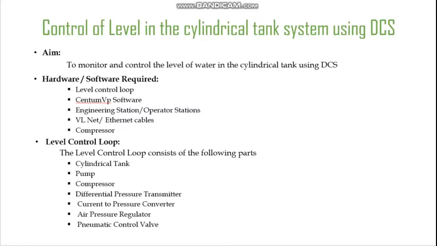The level control loop consists of the following elements as its hardware components. The first one is cylindrical tank, pump, compressor, differential pressure transmitter, I to P converter, air pressure regulator and a pneumatic control valve.